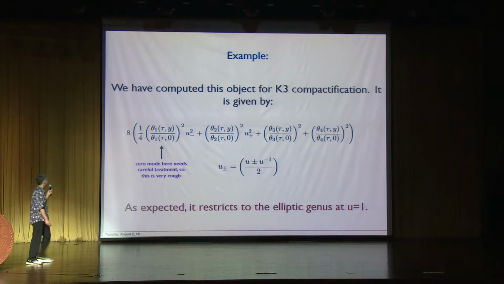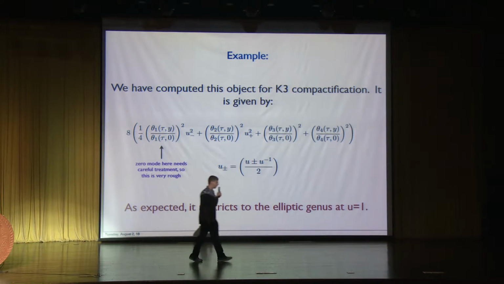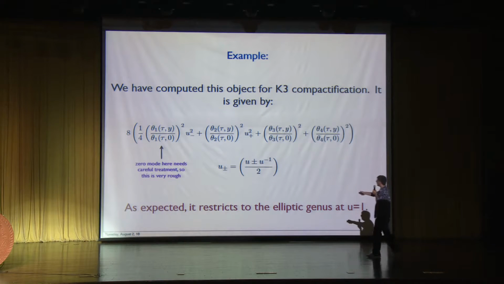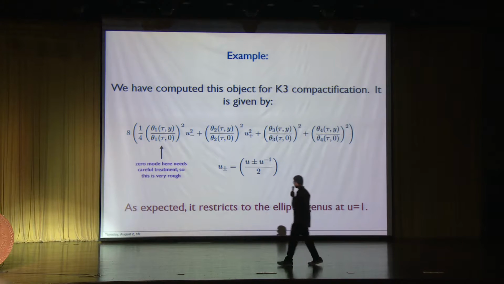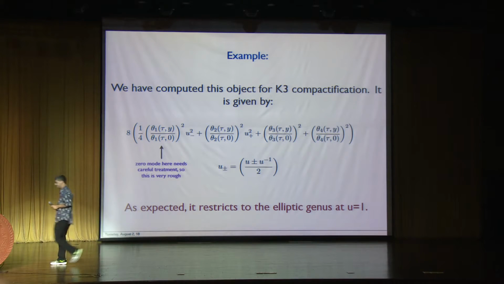As an example, you can just compute this thing for K3 compactification. I've given it here in terms of theta functions. For anybody who's spent too much time studying K3, the 8 times the ratios of theta 2, theta 3, and theta 4 are famously the elliptic genus of K3, computed 25, 27 years ago by Eguchi et al. There's an extra term here. There's a zero mode in this theta 1 that needs to be regulated carefully. And the additional variable u appears in this way. As expected, this object restricts to the elliptic genus when you take the new chemical potential u to 1.